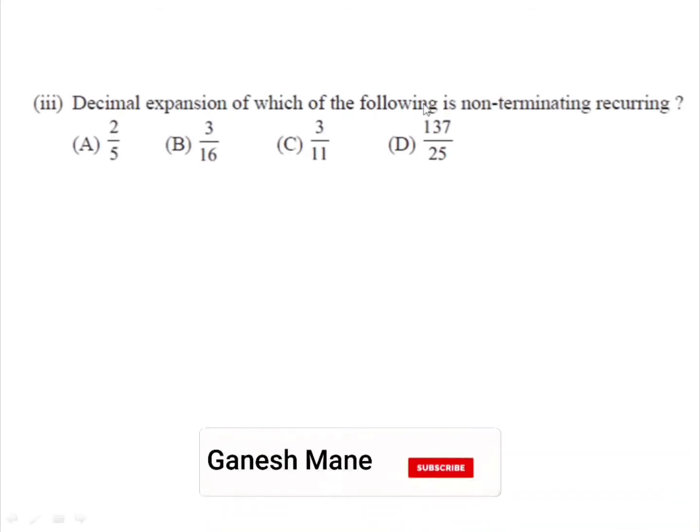Decimal form of which number of the following is non-terminating recurring? The four options are given over here: 2 divided by 5, 3 by 16, 3 by 11, and 137 by 25. To find the answer of this question, we have to write all these fractions in the decimal form. So if we write here 2 divided by 5 in the decimal form, that is, if we divide 2 by 5, we get 0.4. So here in this case, the division process ends, that is, it terminates, because in this division process we get the remainder 0. That's why it is a terminating type of decimal form.